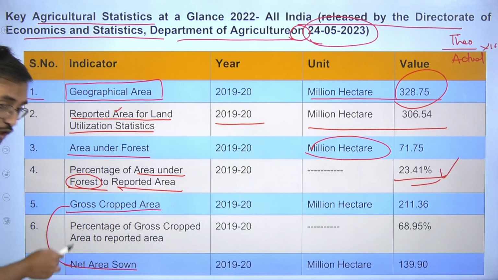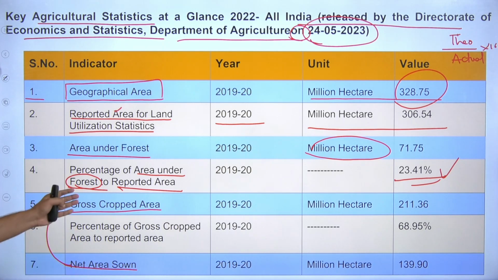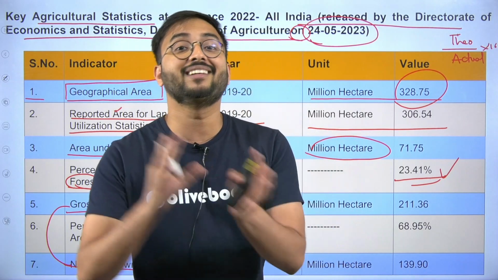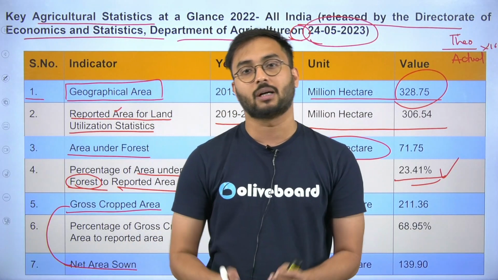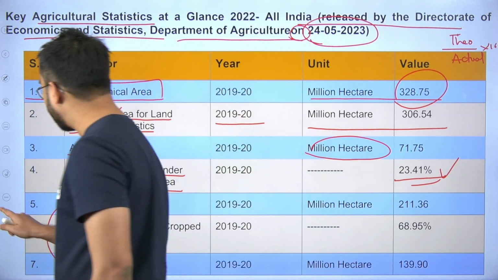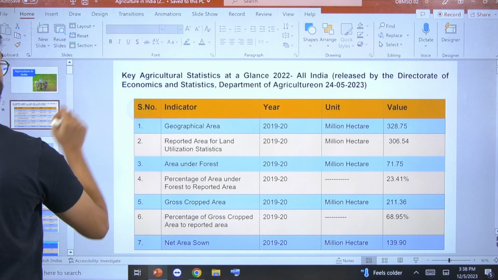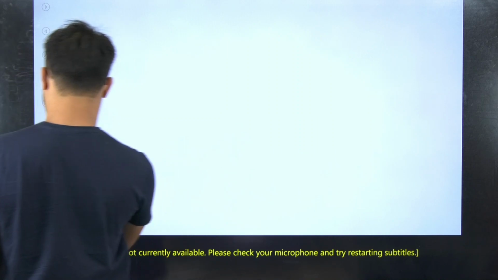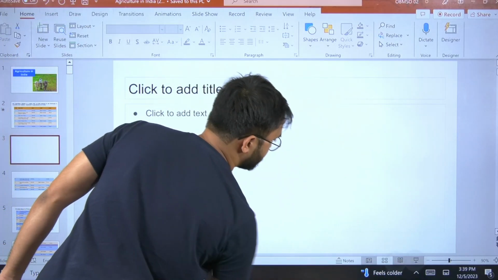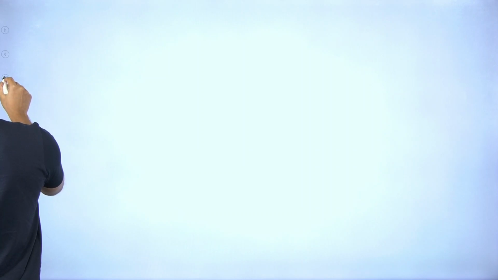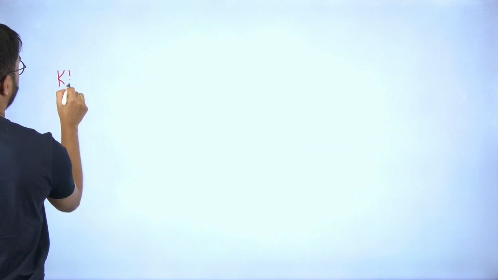Then comes gross cropped area. Along with the gross cropped area, you should also know the net sown area. So gross cropped area and net sown area, both terms are associated with each other. When you take the ratio of them, you get a new term, that is cropping intensity. What are these terms about? Let's try to understand. So when I am trying to teach you gross cropped area, let me explain what gross cropped area means. Suppose this is my Kharif season.